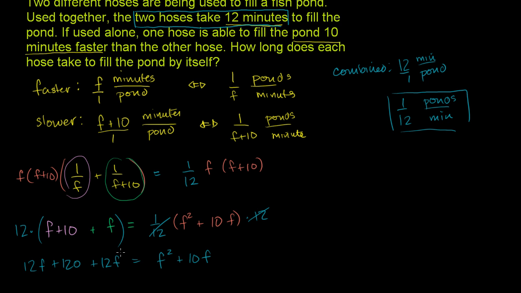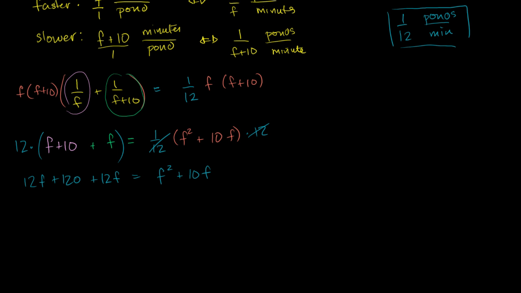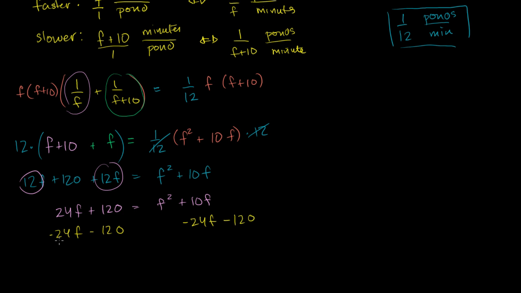And now we have a quadratic. We just have to get into a form that we know how to manipulate or deal with. And before that, we can simplify it. We have a 12f and a 12f. So this becomes 24f plus 120 is equal to f squared plus 10f. And then let's get all of this stuff out of the left-hand side. Let's get all on the right-hand side. So from both sides of this equation, let's subtract 24f and a negative 120, or minus 120. So you have minus 24f minus 120.